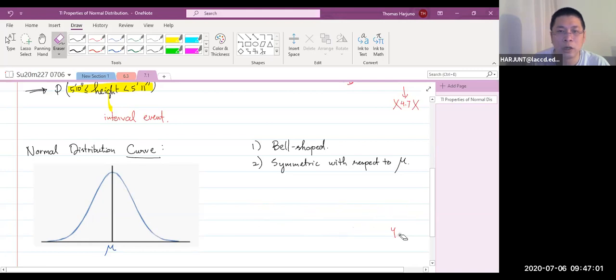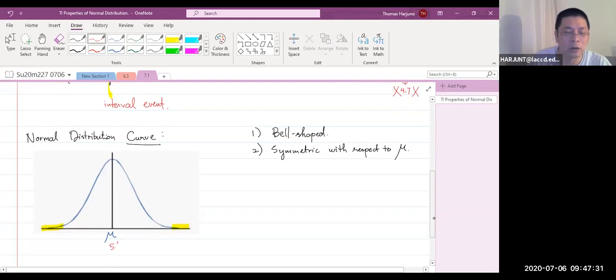Now, bell-shaped also means that it is symmetric with respect to the mean. In other words, as much as we would like to say that somebody whose height is more than 7 feet is rare, then an adult whose height is less than 3 feet is also rare. Using the illustration I have here, let's say this is 5 feet. Just make up numbers. Let's say the mean of adult height is 5 feet. Then the probability to find somebody who is 7 feet or taller is equally rare compared to less than 3 feet.